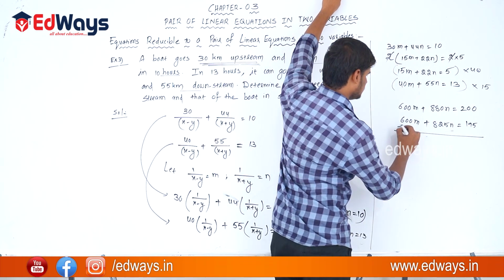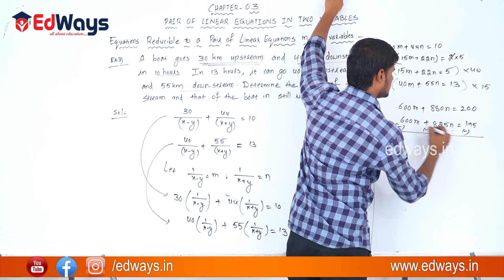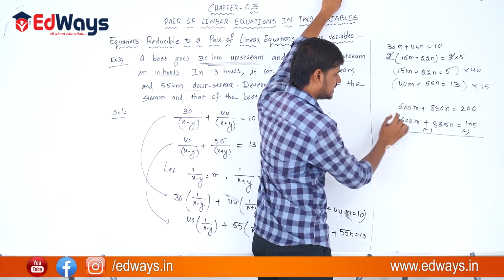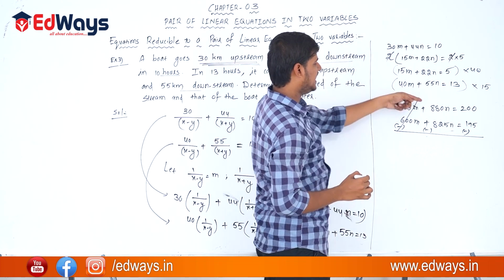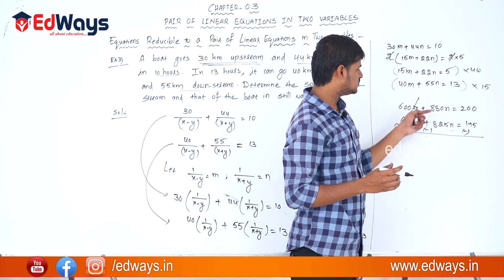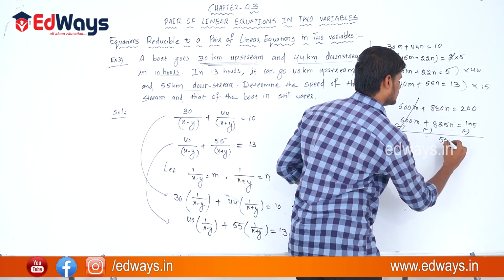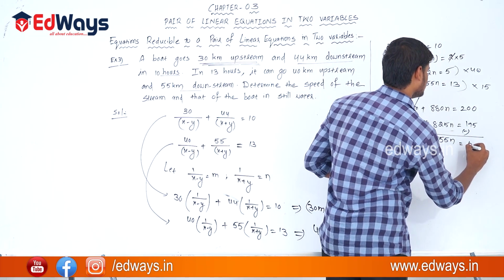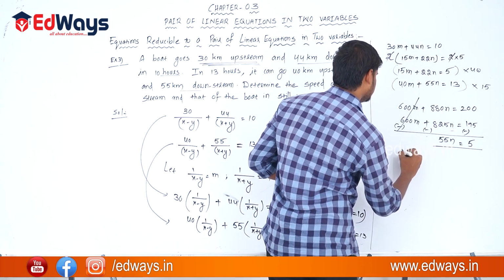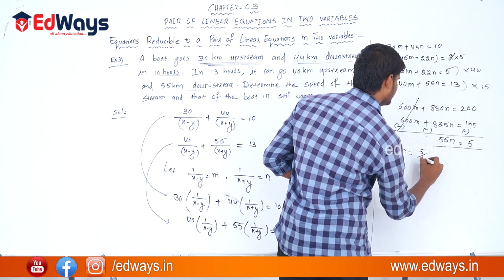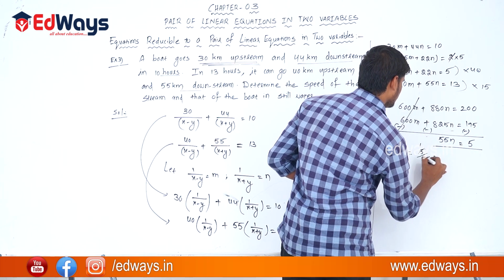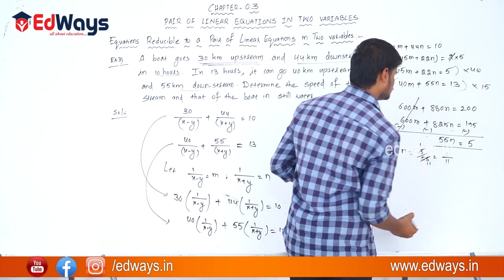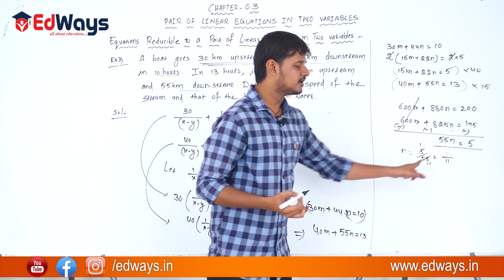Now subtract one from the other, so the 600m terms will get cancelled. 880 minus 825 is 55n, right. So 55n is equal to 5, then n is equal to 5 by 55, that is equal to 1 by 11. So we got n as 1 by 11.